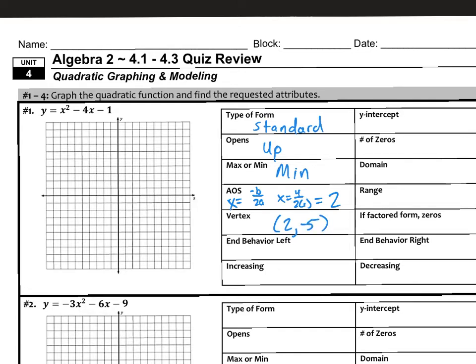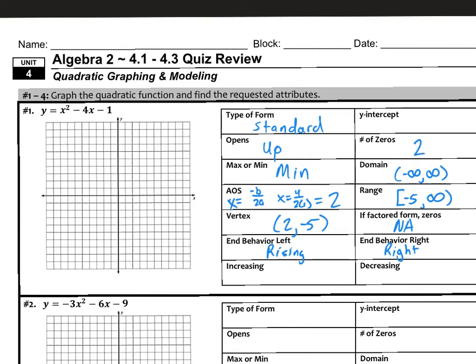Okay, the end behavior left is rising, as well as the end behavior right. It says if factored form, find the zeros. Well, that's not applicable. The range, the lowest point on the graph is that negative 5. We don't have a highest point because it goes on to infinity. Domain, just like every quadratic, never stops going left, never stops going right. Any x value works. Number of zeros, if I look at my graph again on the calculator, I can see that I have 2 zeros.